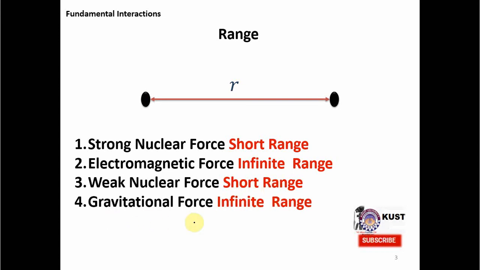The gravitational force also has infinite range, which means that if two particles are separated by a huge distance, for example if one particle is sitting at one end of the universe and the other particle at the other end of the universe, maybe a very feeble, very small force is there, but still the gravitational force will be present between these two particles.